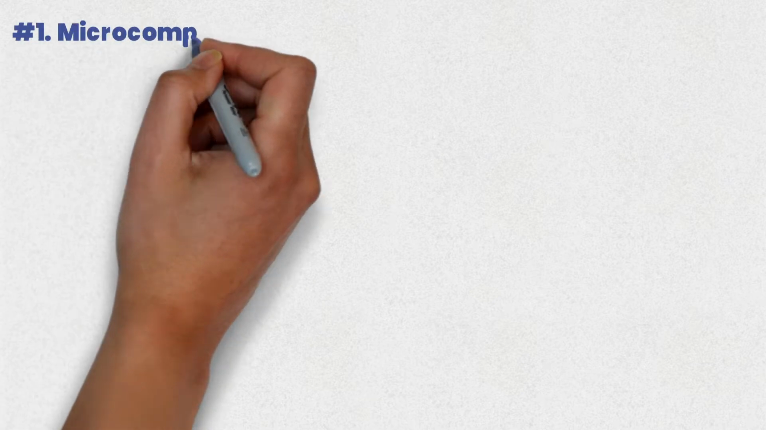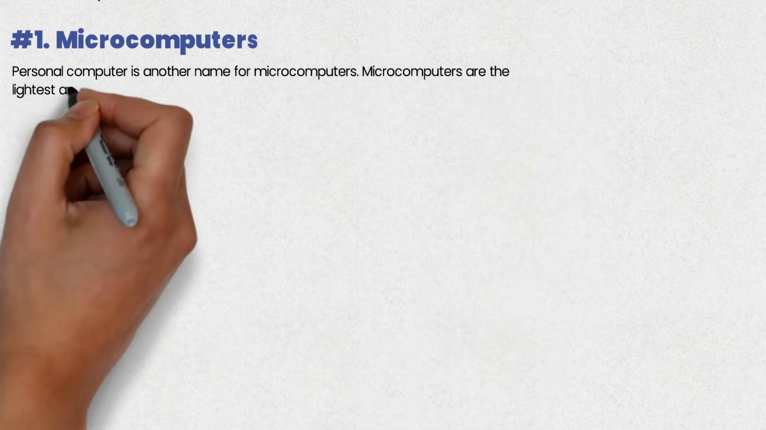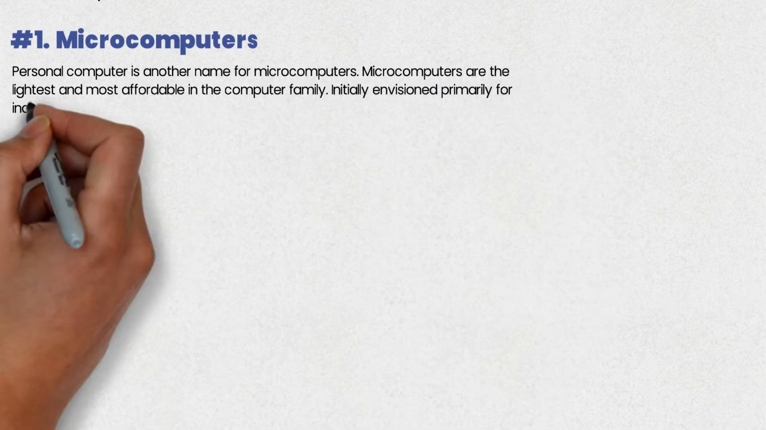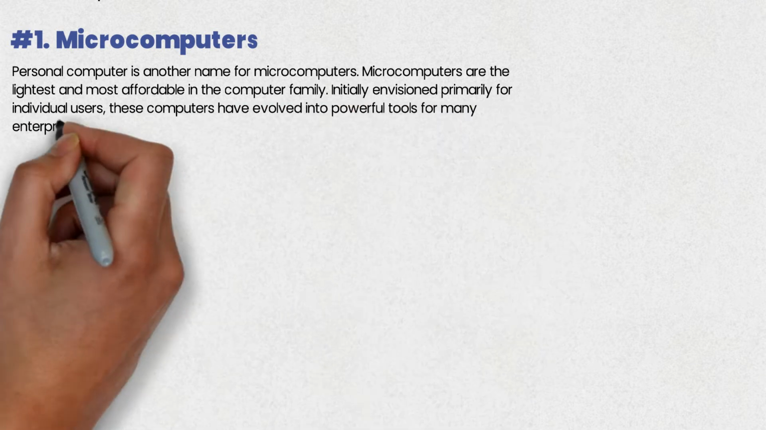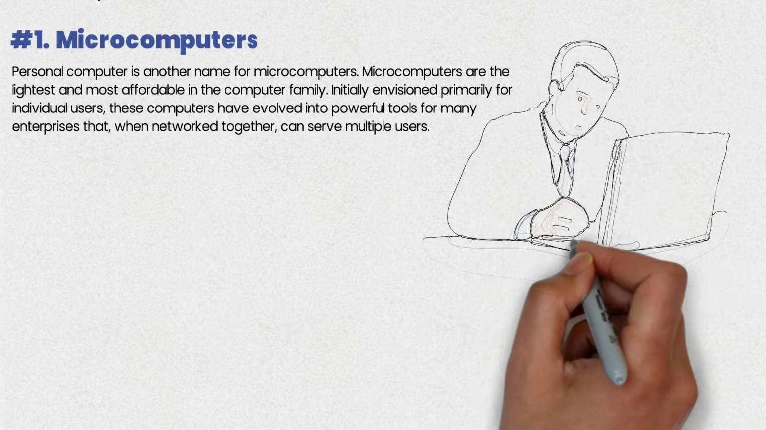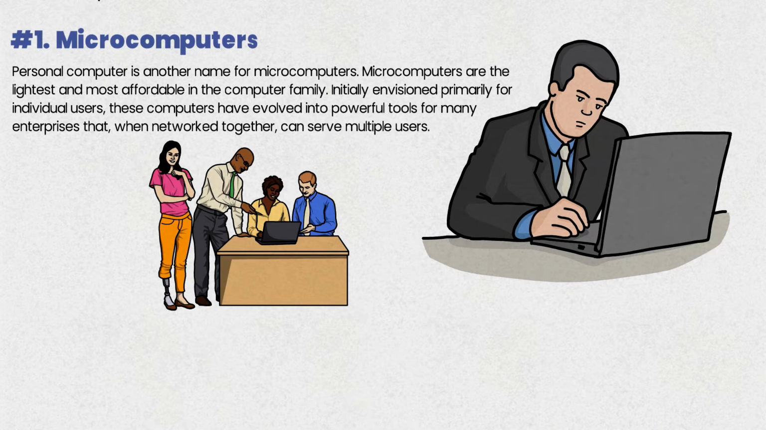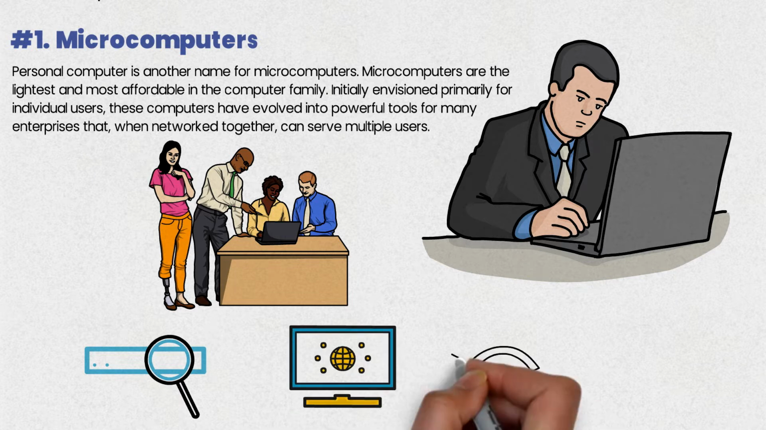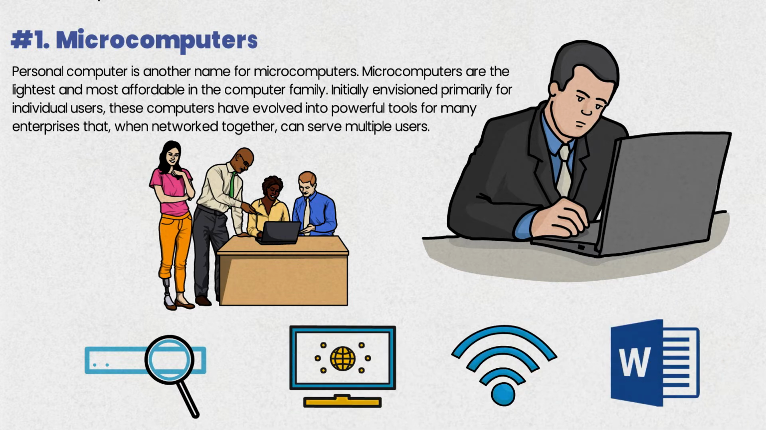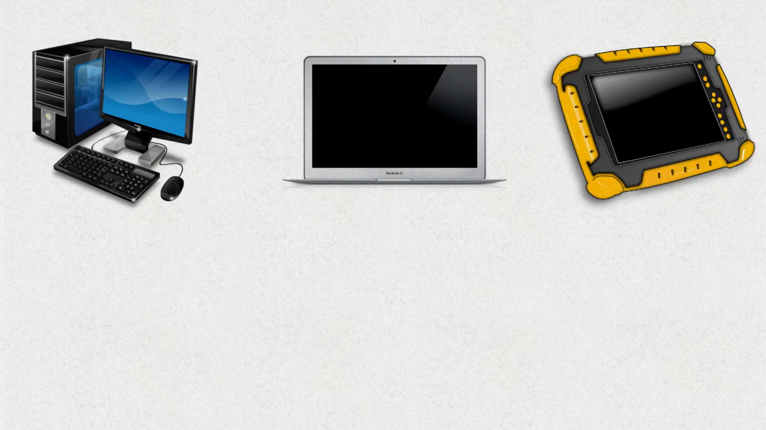So, let's start with microcomputers. Personal computers is another name for microcomputers. Microcomputers are the lightest and most affordable in the computer family. Initially envisioned primarily for individual users, these computers have evolved into powerful tools for many enterprises that when networked together can serve multiple users. Microcomputers make it easier for browsing, information searching, internet, Microsoft Office, social media, etc. The examples include desktop computers, notebook computers, handheld computers, and laptops.